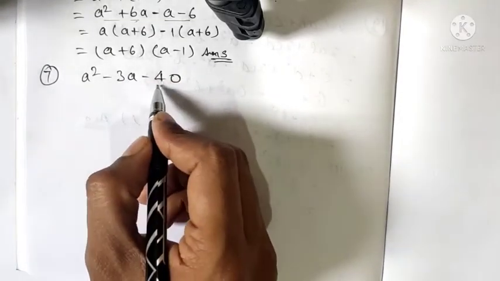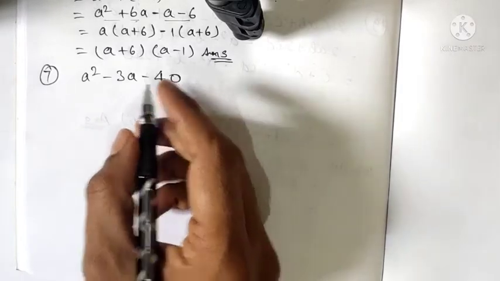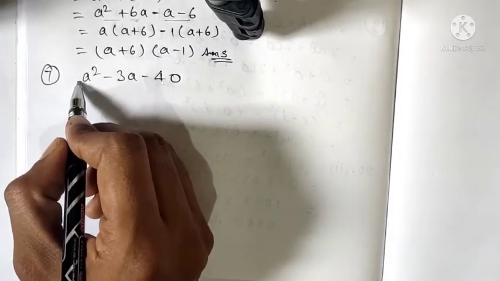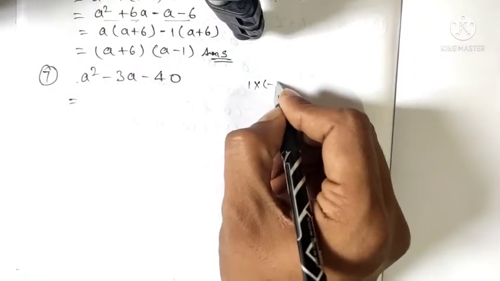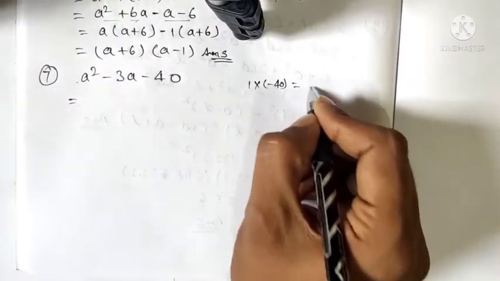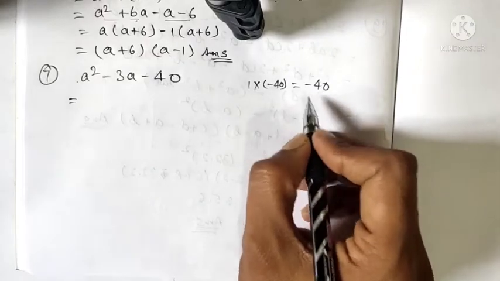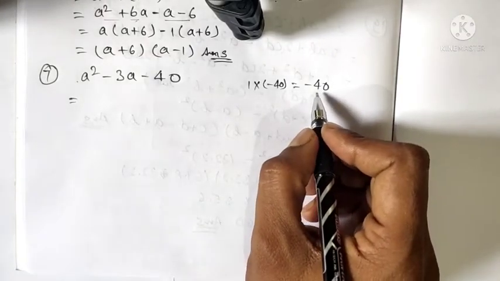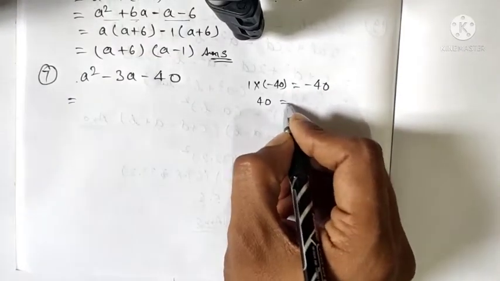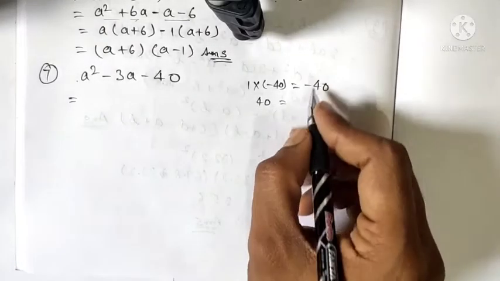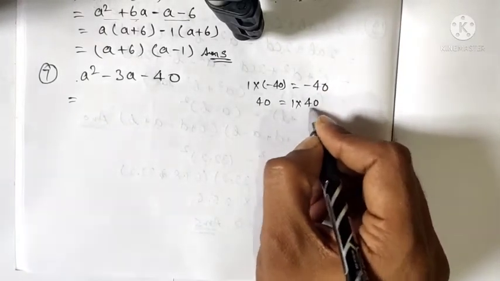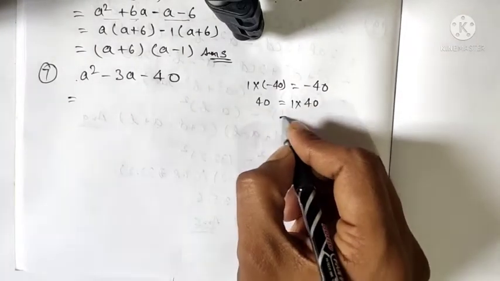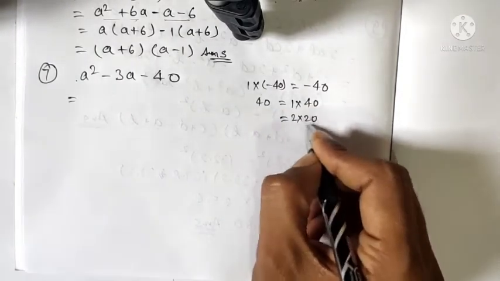Now for question number 7, the question is a square minus 3a minus 40. Since it is a trinomial, we will multiply the coefficient of a square, that is 1, and the minus 40. It will be minus 40 since the sign of 40 is negative. So we have to find the factors of 40 in such a manner that their difference will be equal to 3. And as we know, 40 can be written as 1 into 40, but 40 minus 1 is 39.